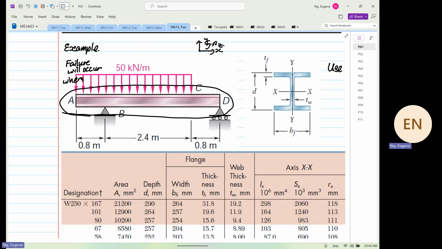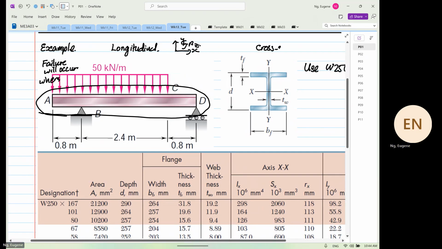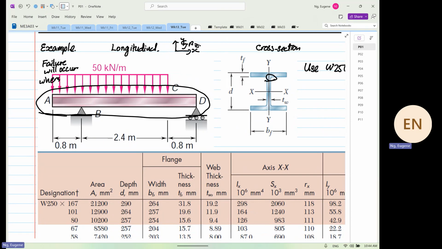You can see there are two different scales, yes or no? Over here is the longitudinal. Over here is the cross section. We know where the cross section will fail. We know specifically where the cross section will fail, at this point. But along the beam, where it will fail, we don't know.